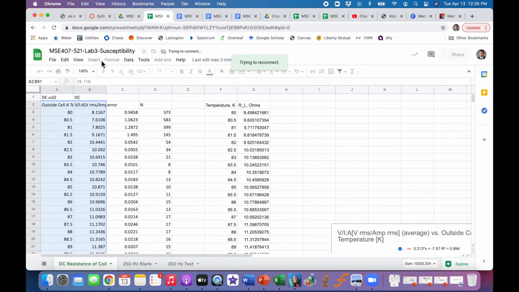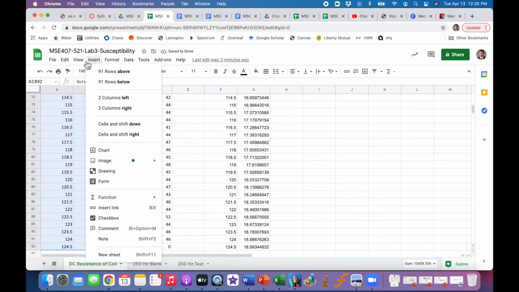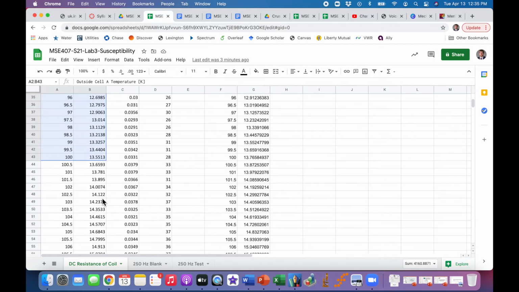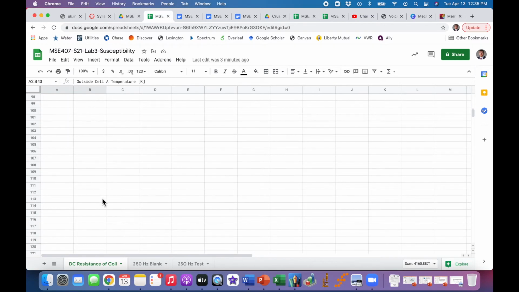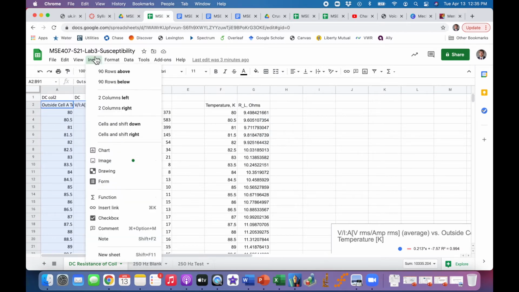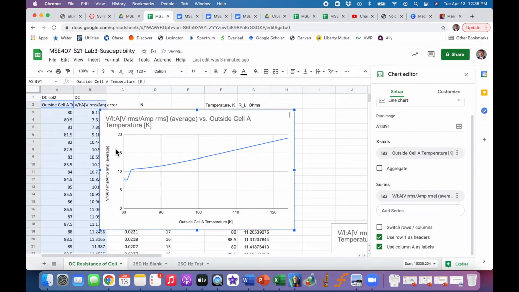So if I just plot this, it looks like it's having some difficulty now. There we go. Okay. So let me go back up to the top. And I'm going to ignore that last point. And I'm going to insert a chart. So this is Google Sheets. If you're using Excel, things will be slightly different.